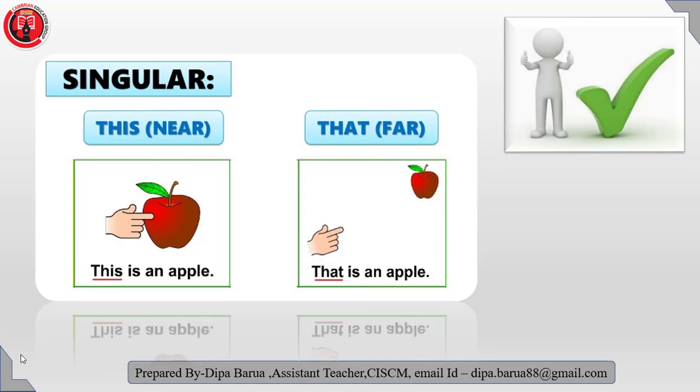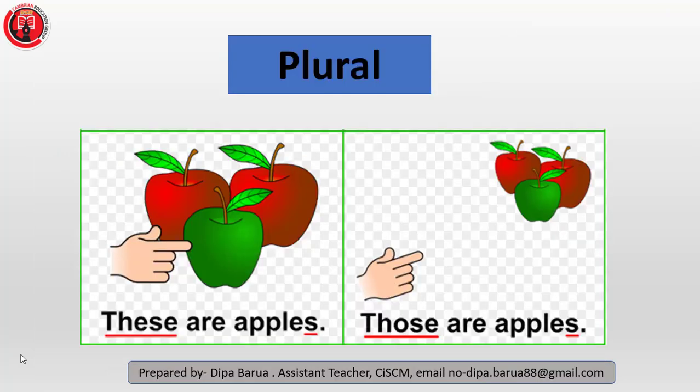Now, this and that. This and that are singular forms because we talk about one thing. Look, this is an apple. Here is one apple, not more. In the second picture, that is an apple. We see 3 apples. That means more than one apple.